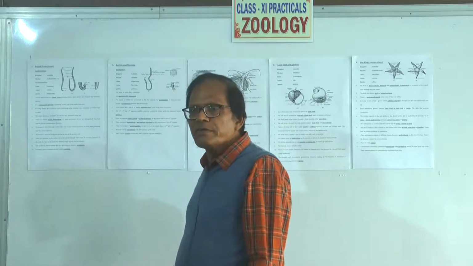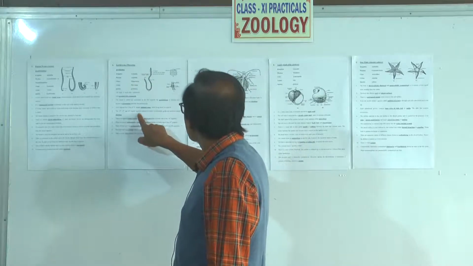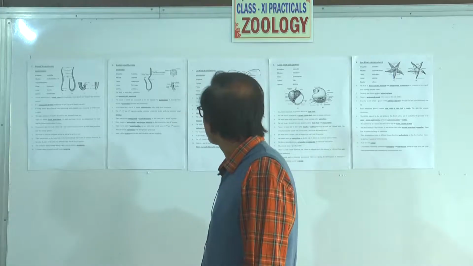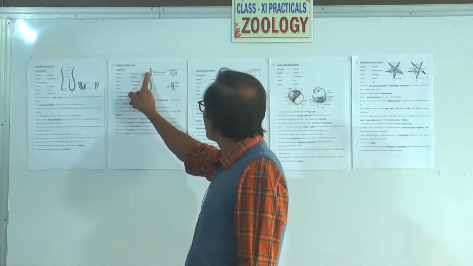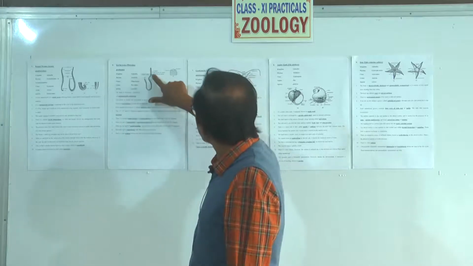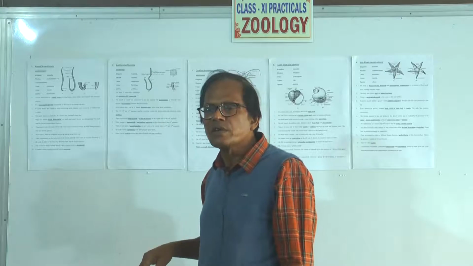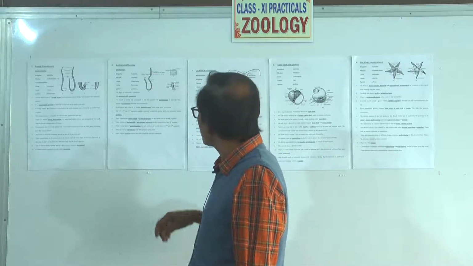The 14th, 15th and 16th segments together constitute a relatively thicker barrel-like structure called the clitellum. So, this is the clitellum, position of the clitellum here. 14th, 15th and 16th. All these three segments together constitute the clitellum.